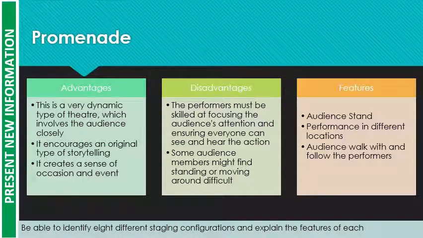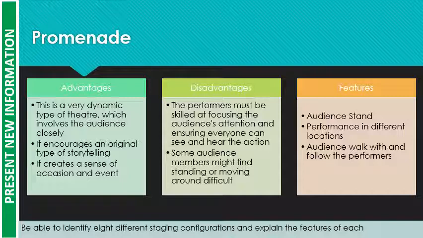The features of a promenade style performance. The audience stand, the performance is in different locations such as the quad, the courts, the sports hall and the canteen. The audience walk with and follow the performers. Some of the advantages, this is a very dynamic type of theatre which involves the audience closely. To move an audience takes great skill.